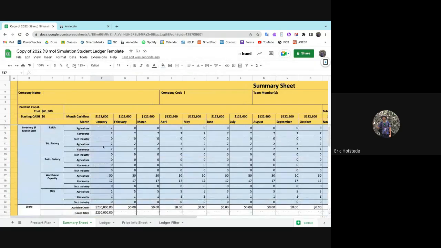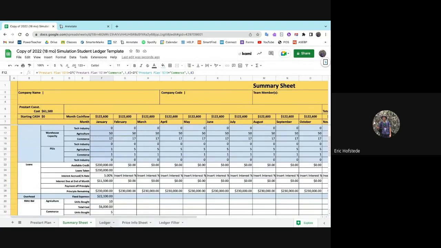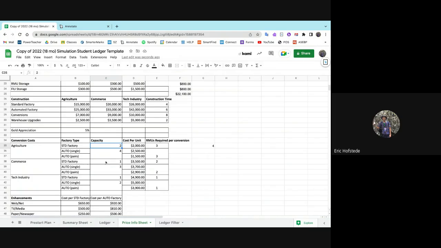I only have 2 standard commerce factories. And on the price info sheet, it tells me that a commerce single standard factory can only do 1 conversion. Oh, we're running into a problem. 1 conversion, and we need to use 2 RMUs for it. So I can only do 2 conversions because I have 2 of these factories with a capacity of 1. And I'm going to use up 2 times 2 is 4 of my RMUs in doing so.